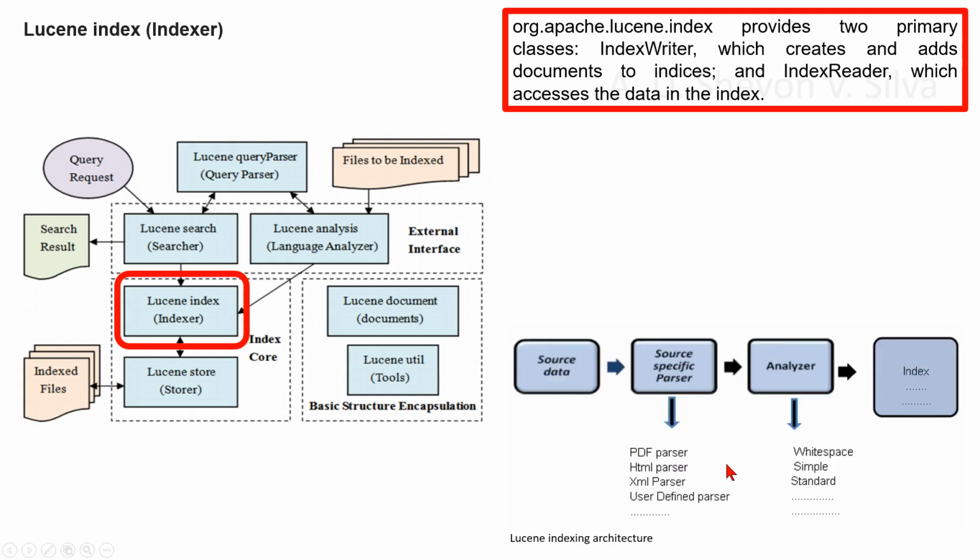Here you can see the Lucene indexing architecture. The entire indexing procedure can be summarized as shown in this figure. Here the source data is connected to the source-specific parser, which includes the PDF parser, HTML parser, XML parser, and user-defined parser. The source-specific parser is connected to the analyzer, which includes whitespace, simple, standard, etc. And the analyzer is connected to the index.